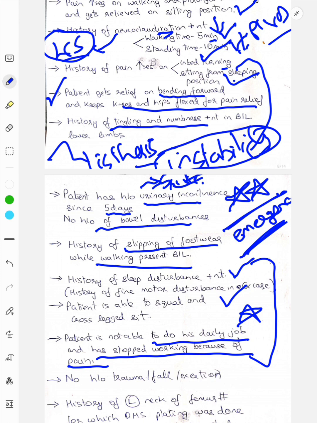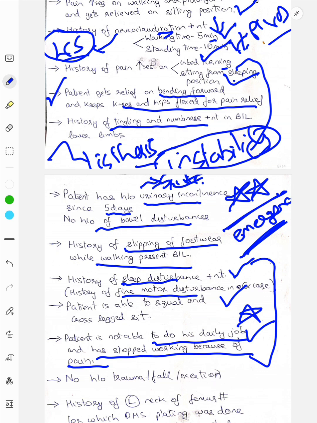That helps you in counseling or discussing with the patient how to go about with the pathology he or she is having, right? So history of sleep disturbances, history of fine motor activities like buttoning, combing, in lower limbs. In upper limbs, you ask for history of fine motor disturbances, whether he is able to write like before, whether he is able to button his shirt like before, combing and all those things. And whether the patient is able to do his daily job, whether his daily life is getting affected, his sleep is getting affected.